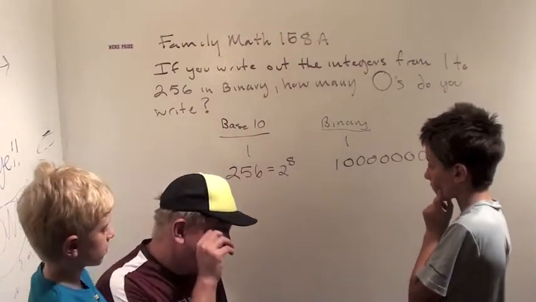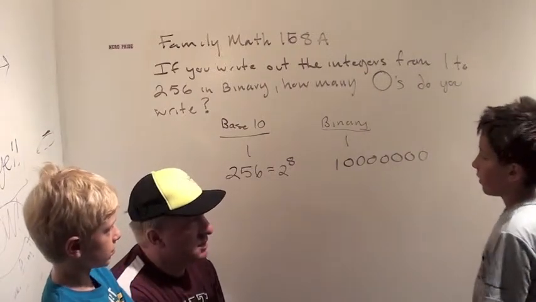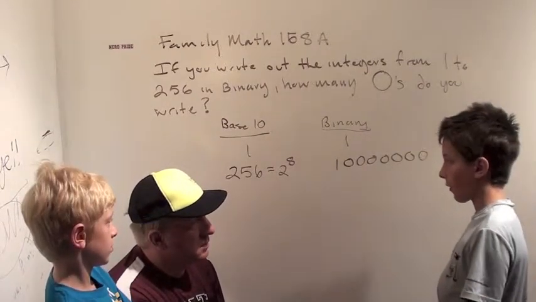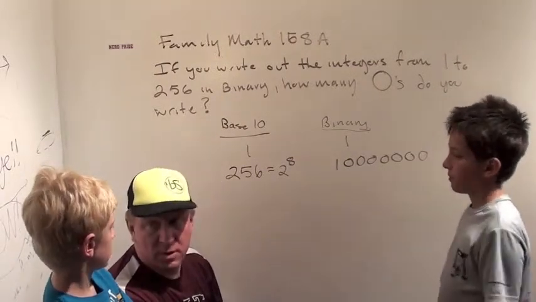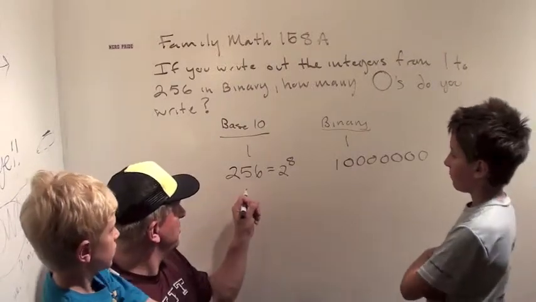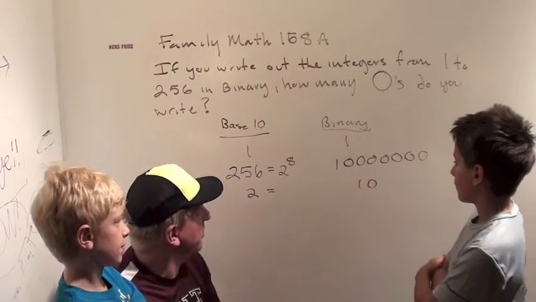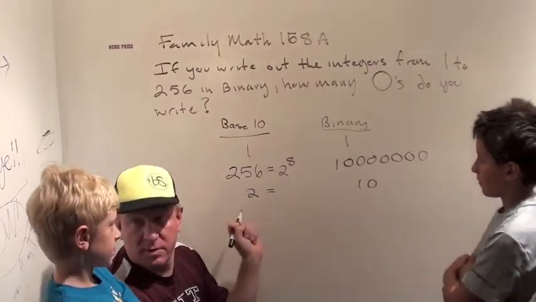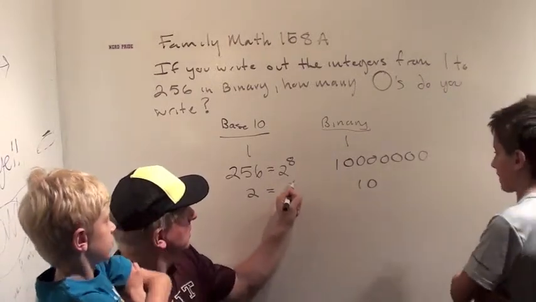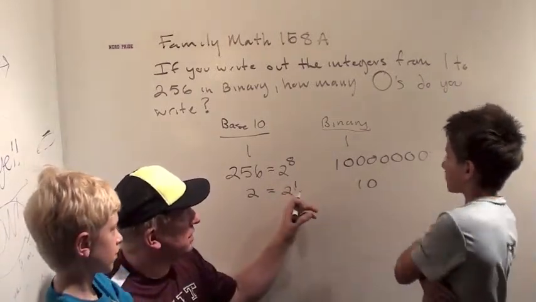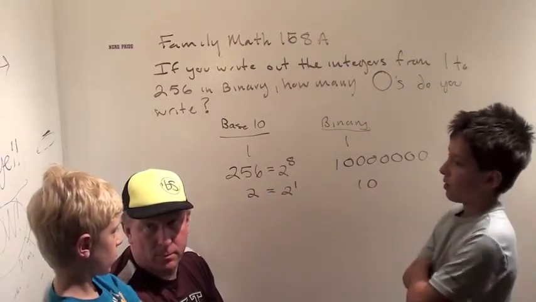Okay, now, how could we check if that's right or not? What would be an easier number to check? 2 squared, or 4. 4 would be pretty easy to check, or just 2. 2 is just 10. And what power of 2 is 2? It's just 2 to the first. So 2 to the 1 has how many zeros? It looks like it has 1.